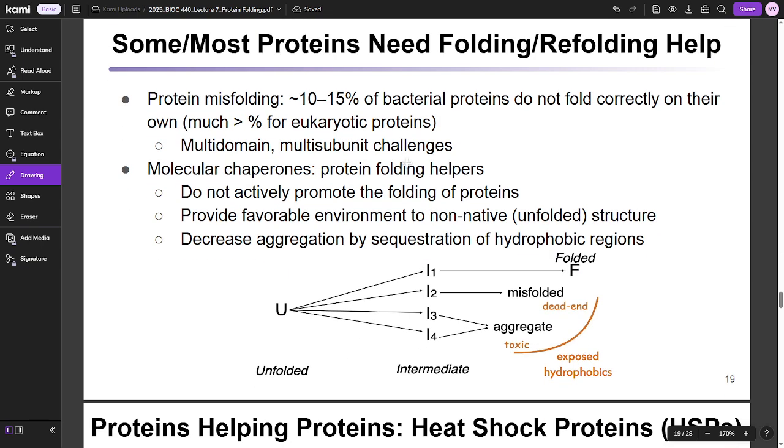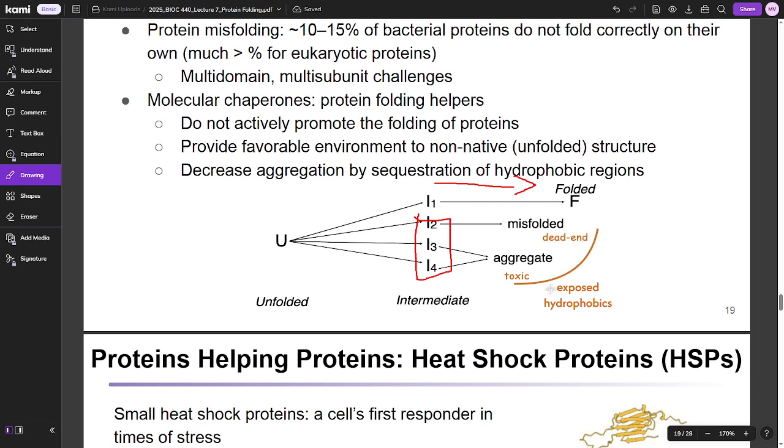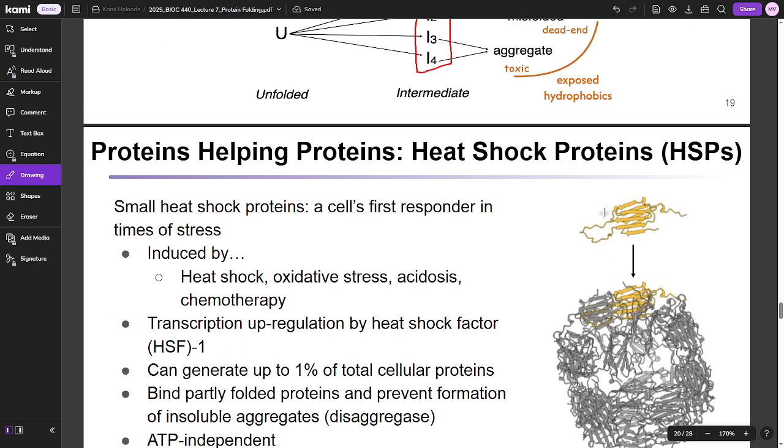So this is the idea that some proteins need refolding help. You can imagine that mistakes happen. Even cells make mistakes. So eventually, if you make four proteins, one of them might become fine, but the other three might be bad. They might be toxic. They might be misfolded. So how do we get rid of these proteins or fold them again so they're actually in the correct state?